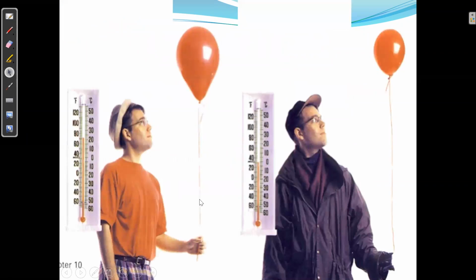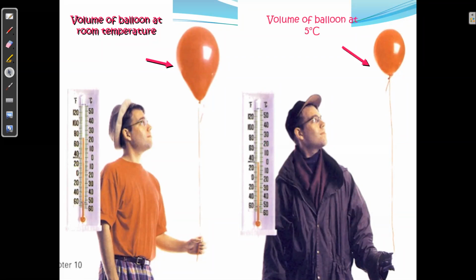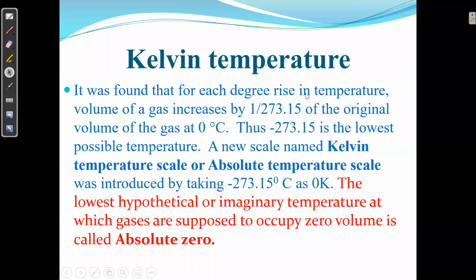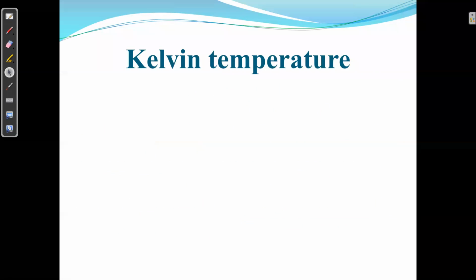You can see over here, this is a balloon, and you can see the temperature on the thermometer also. I have even shown it in hot water and cold water. The volume of the balloon at room temperature, and the volume of the balloon at 5 degrees Celsius, that means decreased, because room temperature is higher than 5 degrees Celsius. Common room temperature is 25 degrees Celsius. So it was found that for each degree, okay, now the question is this.